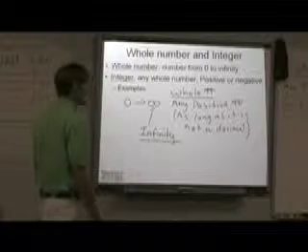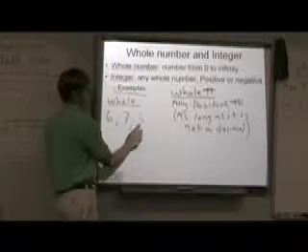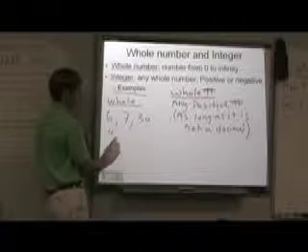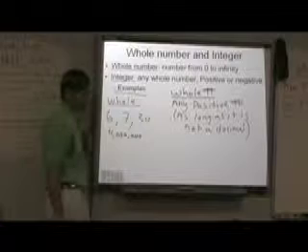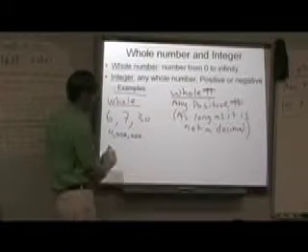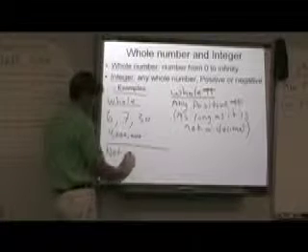If it's a decimal, then it's not a whole number, it's a what kind of number? Rational. Okay? So now let's do some examining. Yes. 30. Yes. 400. Yes. 4 million. Yes. All whole numbers.